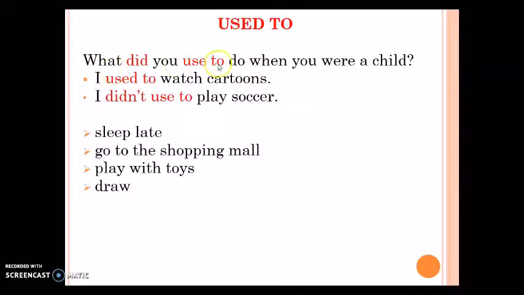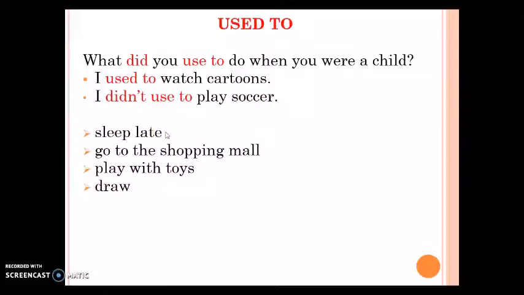Okay, what did you used to do when you were a child? I used to sleep late. I used to sleep late. Solía dormir tarde o hasta muy tarde. Sleep late. So you have to make a sentence using those verbs.